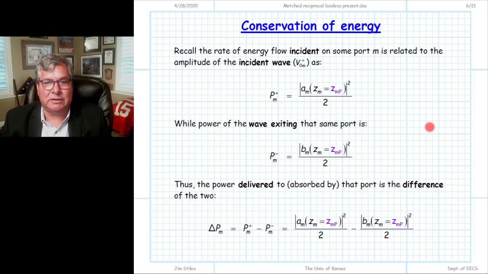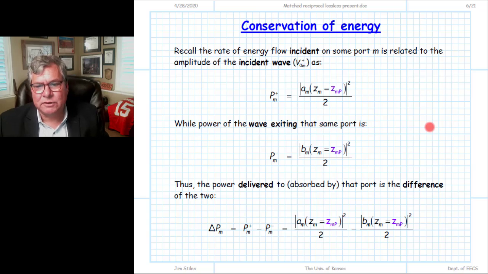So pay attention to this section here, because we're going to talk about conservation of energy and energy flow, the rate of energy flow in and out of a device by using the scattering parameters of that device. So the first thing we start with is we want to know at what rate is energy being carried into the port, incident on a given port.